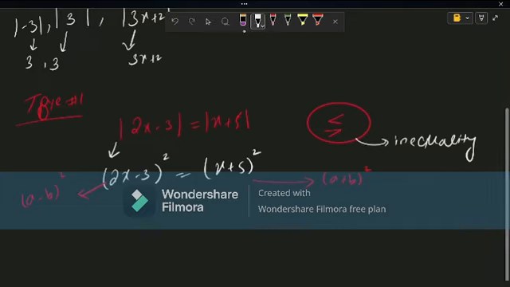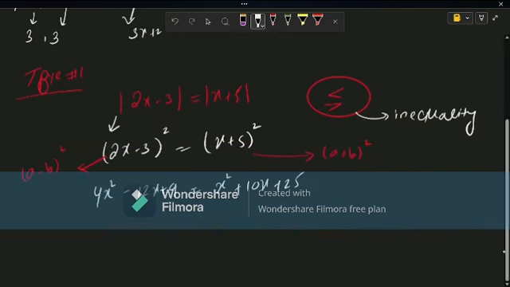You can see it would be 4x square minus 2ab, which would become 12x plus 9, and that could be written as x square plus 10x plus 25.